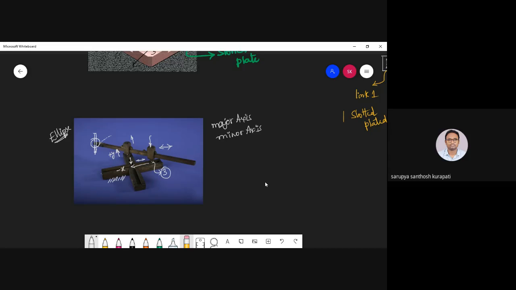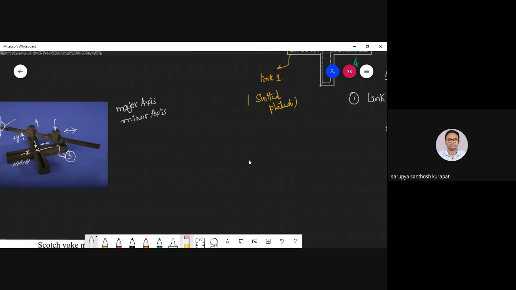Then if you pull it further in the negative y direction, it starts moving in the positive x direction. That is link number 3. So in this manner, you are going to trace this particular ellipse, and we'll discuss how you are going to get it.